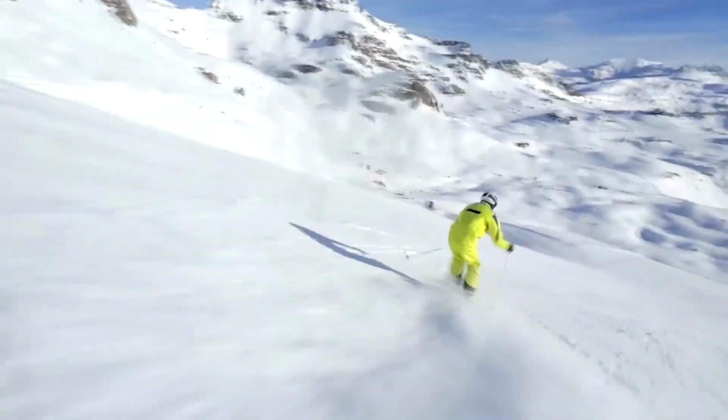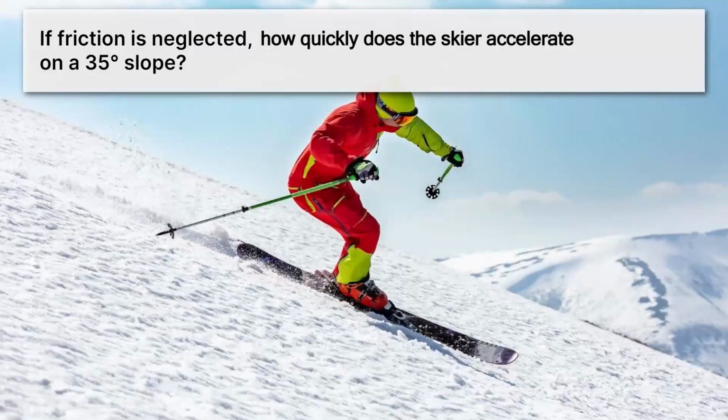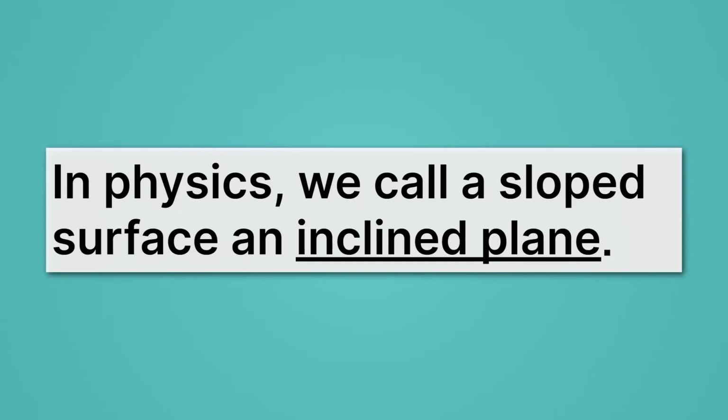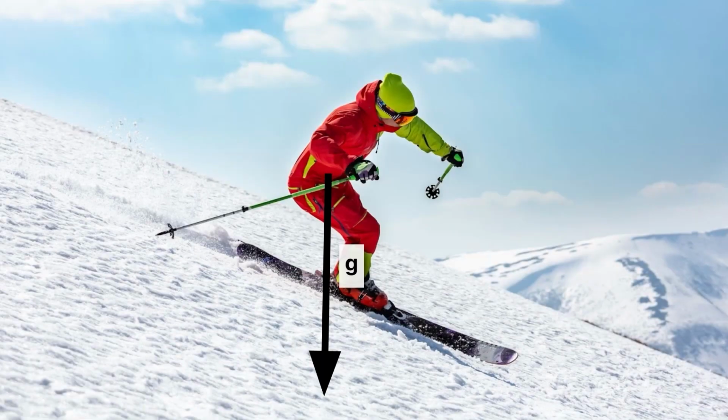To think more about this, let's answer a question about a skier. If friction is neglected, how quickly is the skier accelerated downhill on a 35-degree slope? And remember, here we have a sloped surface, and in physics we call these sloped surfaces an inclined plane. And the interesting thing about an inclined plane is that gravity pulls straight down towards the center of the Earth.